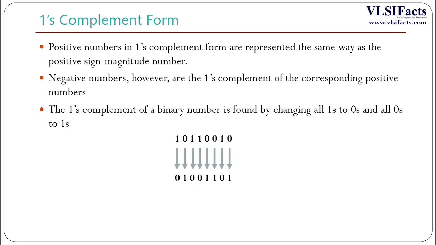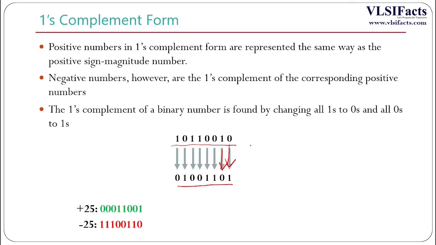Let us take one example. Now the given binary number is 10110011. So this is the given binary number. Now to find its ones complement form, we will invert each bit of the number. So let us say this 0 will become 1, this 1 will become 0, and so on and so forth. So the ones complement form of the given binary number will be 01001100, which is nothing but the inversion of all the bits of the given binary number.